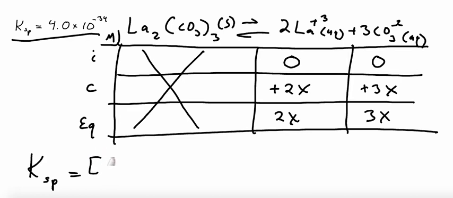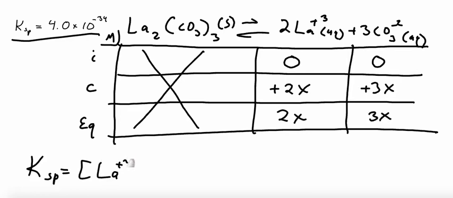So for our products, we've got the concentration of lanthanum. It's got to be squared because we have 2 of those ions. Our concentration of carbonate has to be cubed, we've got 3 of those. Then we divide by the reactants, but since those are solids, we know that we don't include those in the Q or the equilibrium constant. Okay, so then we plug in these variables that we have on our ICE table into this expression.